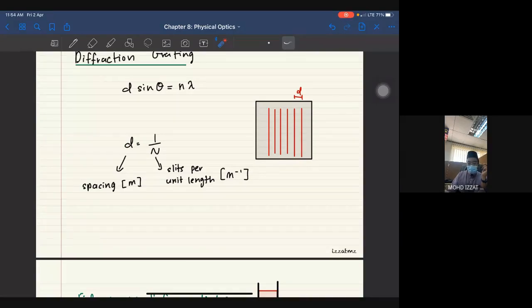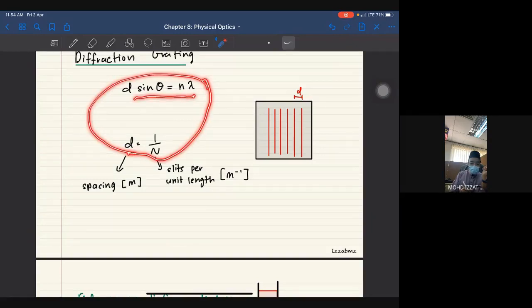it is stated what the value of N is, what the value of d is. So, that's all I want to show. You cannot see but you can calculate. So, you have two formulas, only two formulas. d sin theta equals n lambda, and d equals 1 over N.